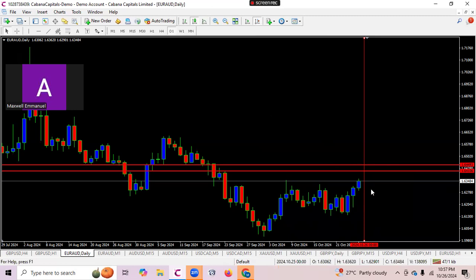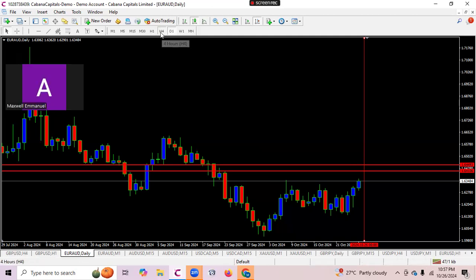With what we have here, buyers are still in control. With the price action we have on the daily and the weekly time frame, the bulls are still in control. So we cannot jump in and start selling. We need more confirmation.